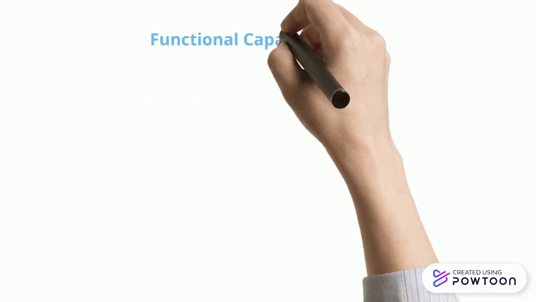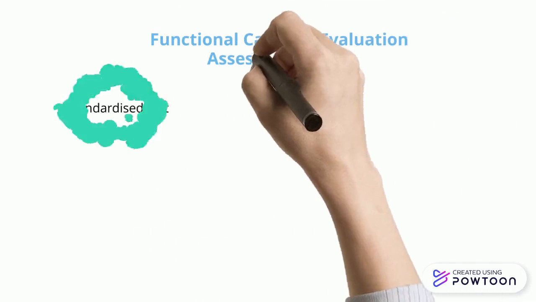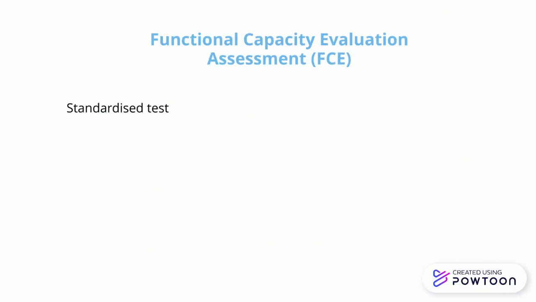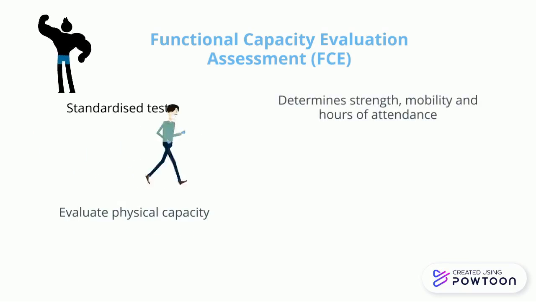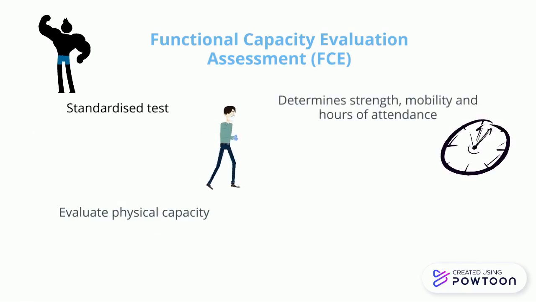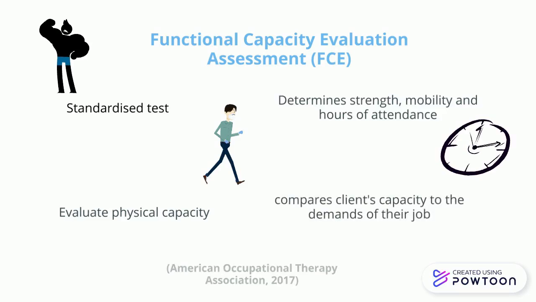Another commonly performed assessment in work rehabilitation is the functional capacity evaluation. This is basically a standardized test that evaluates a person's ability to participate in work by assessing their physical capacity to perform tasks specific to their work role in the workplace. The worker's strength, mobility, and hours of attendance are identified in the FCE in order to determine whether they have the capacity to meet their workplace demands.